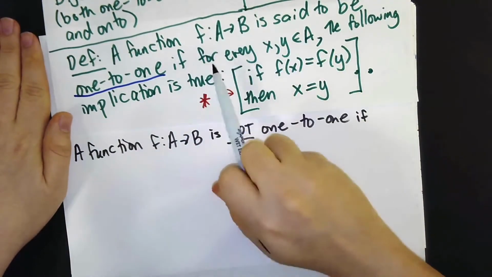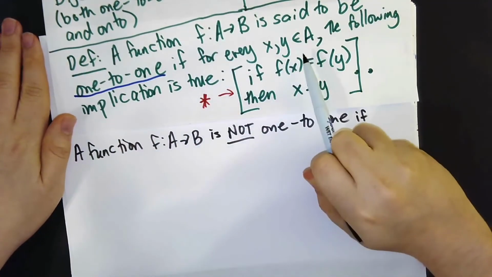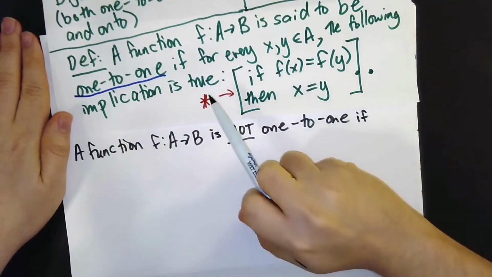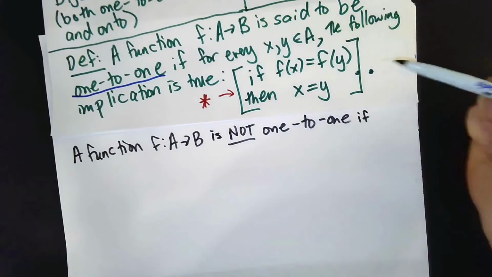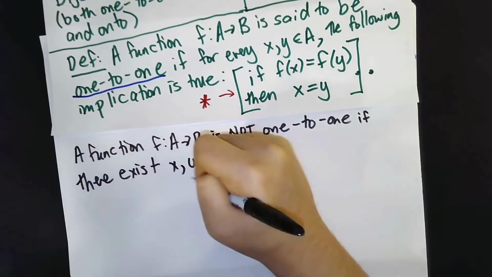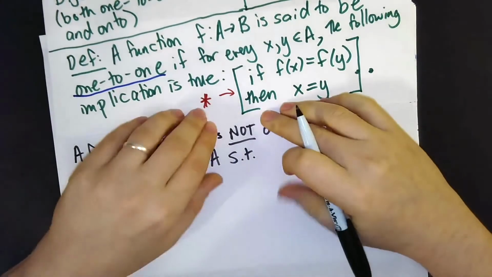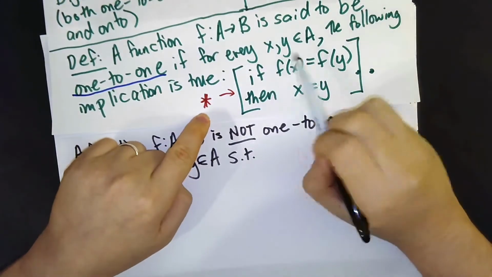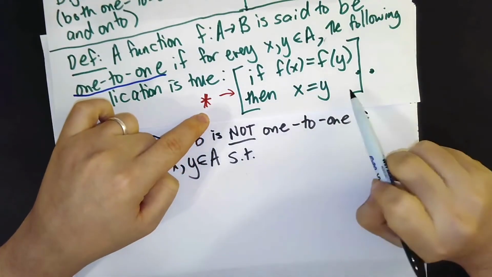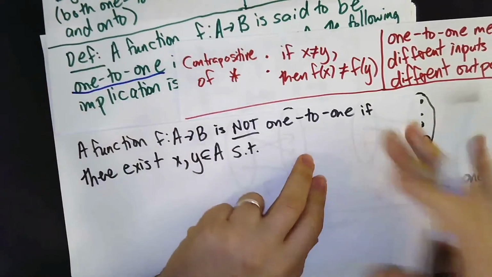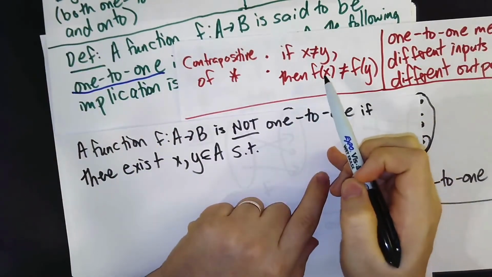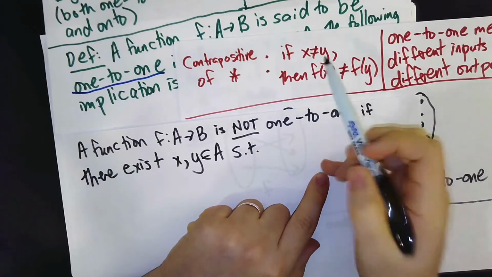So this is, for every x and y in A, the following implication is true. And so here, instead of for every, it's going to be there exist. There exist x and y in A so that this implication is false. Or, if you prefer, such that this implication is false. And that's usually the more useful version.